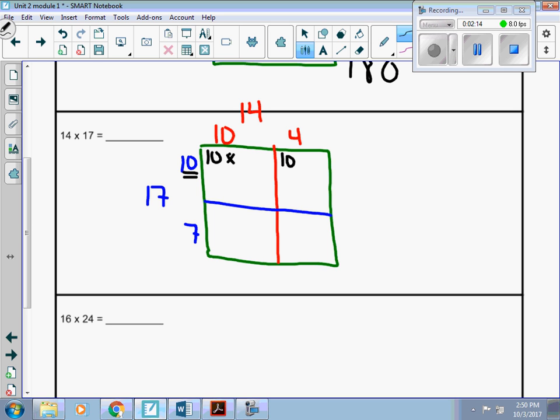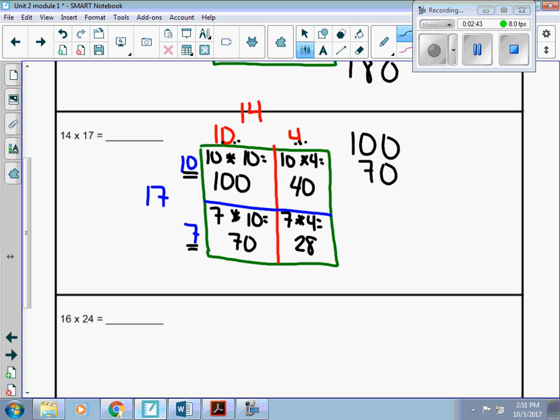Okay, and then I go with what's on top. 10's on top, and 10 times 10 is 100. And 4 is on top, so 10 times 4 is 40. Now my bottom row has the 7, and on top here is a 10, so 7 times 10 is 70, and 7 times 4 is 28.